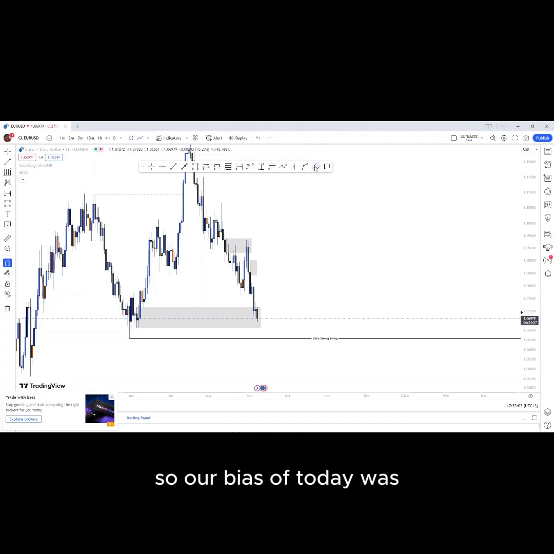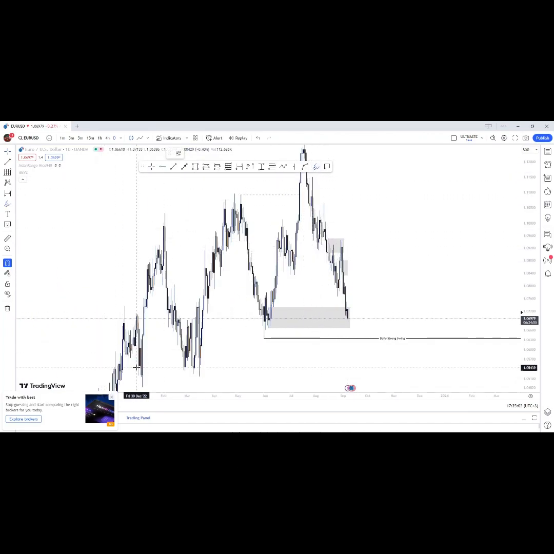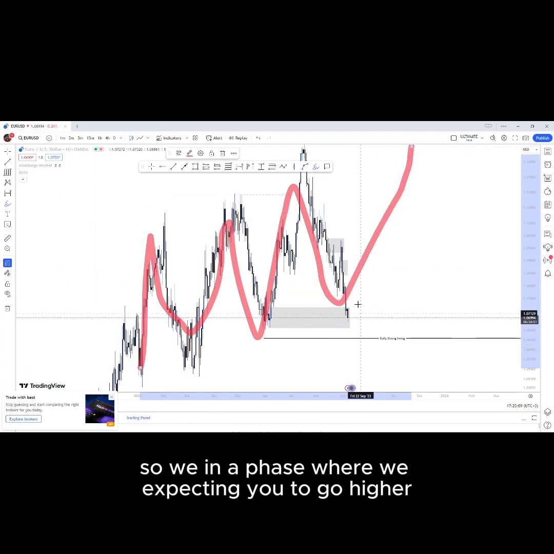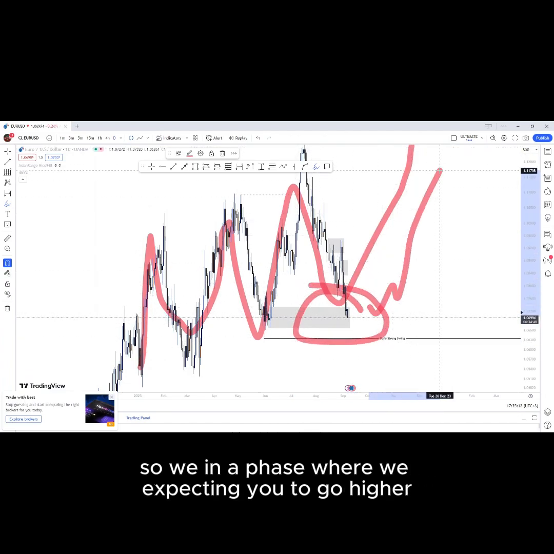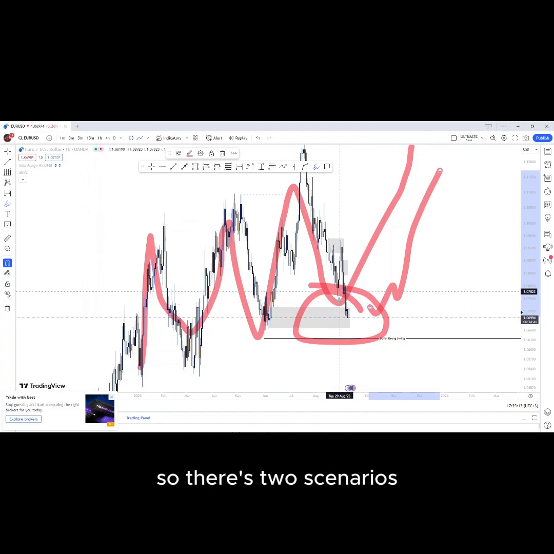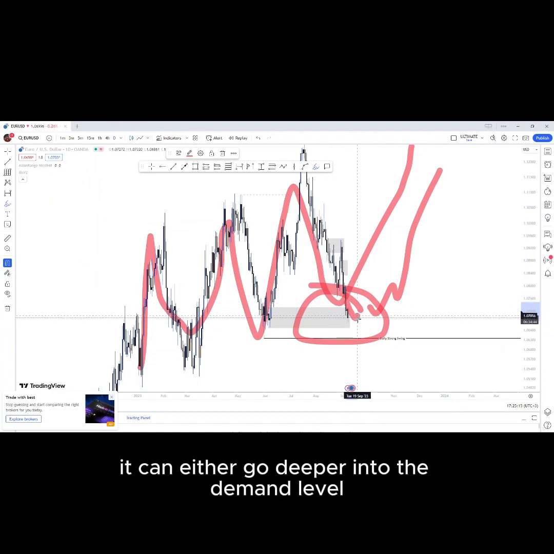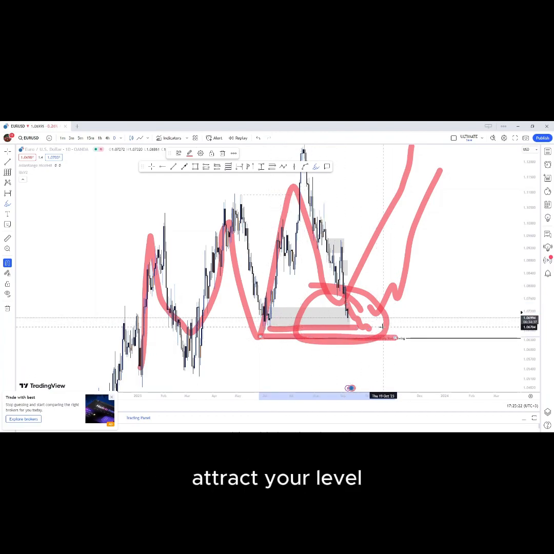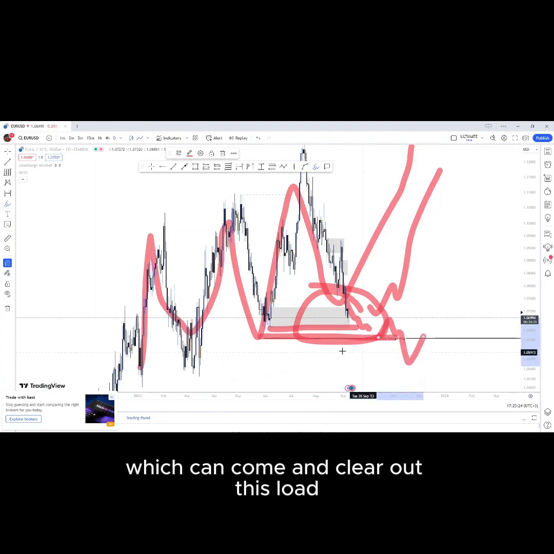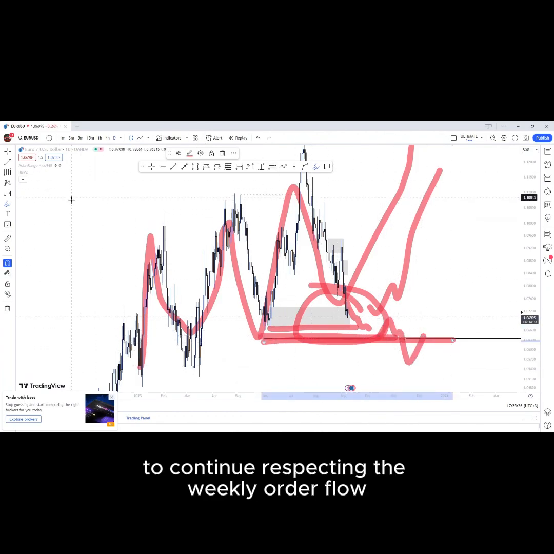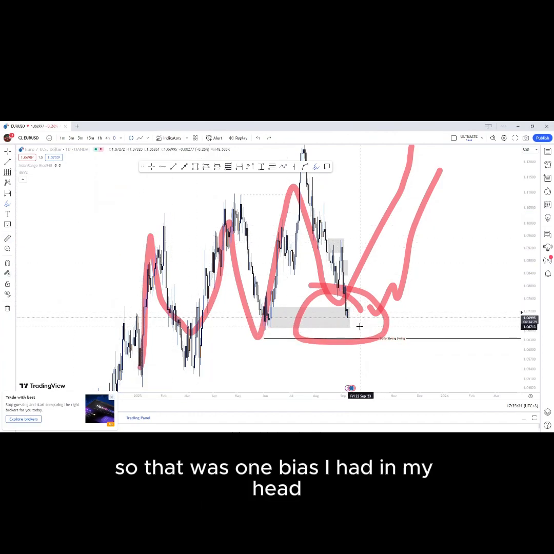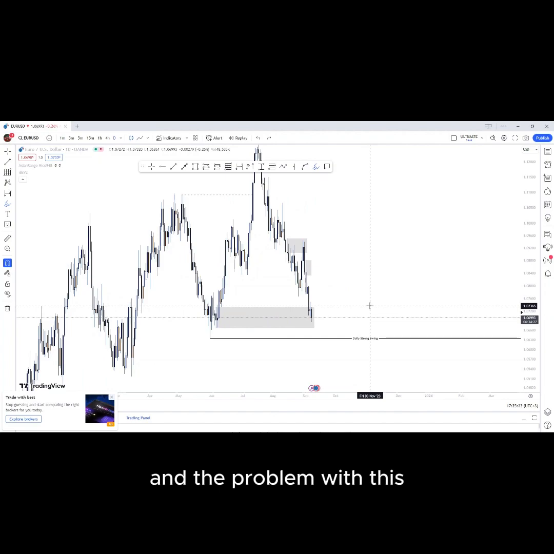So our bias of today was, as you can see, we're expecting that EU will continue going higher. We're in a phase where we're expecting EU to go higher. There are two scenarios. It can either go deeper into the demand level and tap the last zone of demand, which is down here, a fractal level, or it can come and clear out this low to continue respecting the weekly order flow.